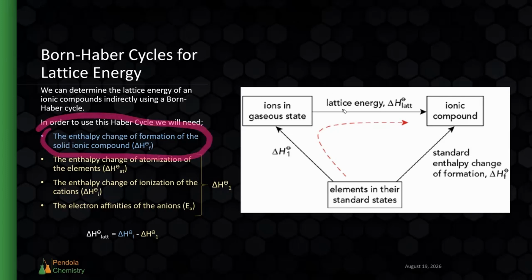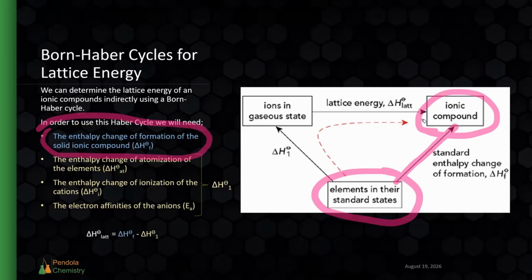If we make a Hess cycle where the top is the lattice energy, if we put the elements in their standard state at the bottom, then when we look at this left side of the arrow, we're going from the elements in their standard state to ionic compound in the solid state. This is a definition that we learned last year.